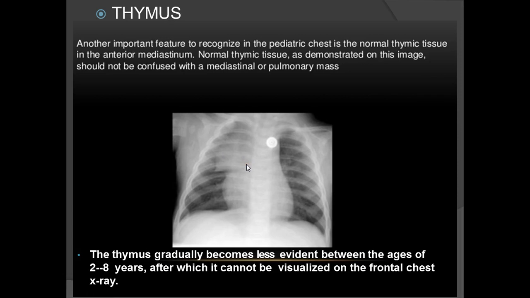In children, this is a normal thymus. It is highly variable in size and shape, and it can be seen in the early years of normal children. Later, up to 8 years of age, it usually vanishes. If you see this thymus in a 16 year old, what do you say? You must say it's highly abnormal, a pathology. But if you see a similar thymus in a 2 or 3 year old, then it is considered normal. So this is a normal thymus, which should not be considered a pathology.